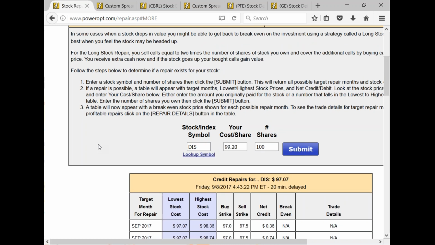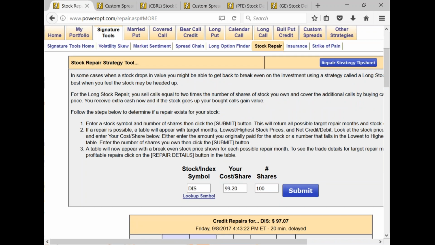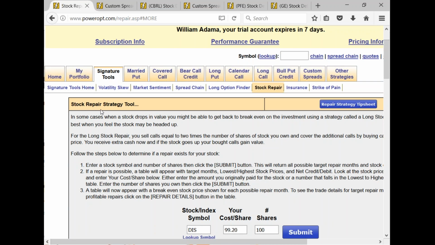So close it, take the loss. Take assignment on the stock, convert it to a covered call. Roll the naked put by itself, accept assignment, look at the ratio repair, the stock repair tool to find a better position.